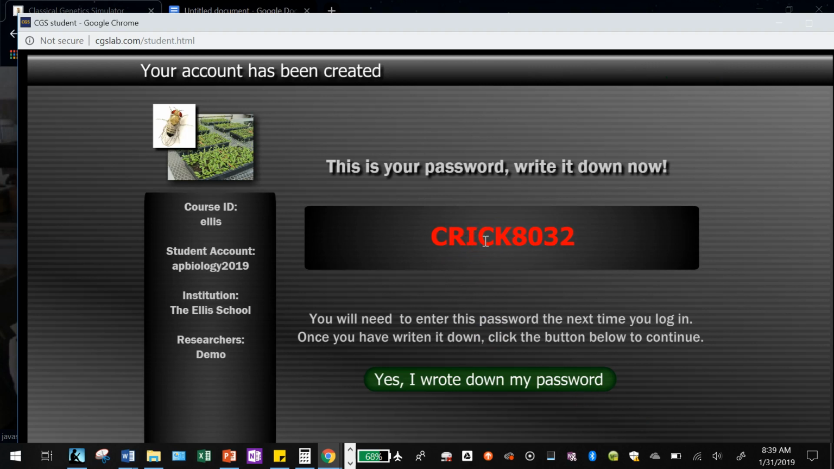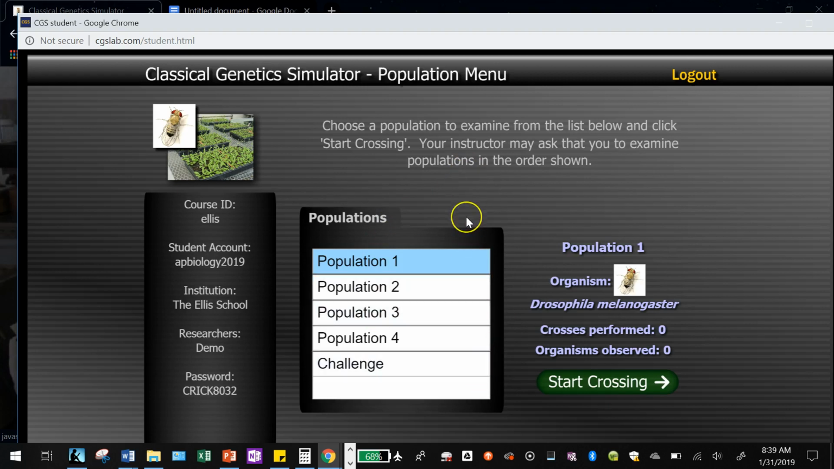It's going to give you a password. You need to record this password because there isn't a way to retrieve it other than to contact me and retrieve it that way. So if you could write that down and then say, yes, I wrote down my password, you will enter into this area right here. There are 4 different populations and a challenge problem. I'm going to show you a couple of things looking at population 1 and 2. Then I'd like you to play with these a little bit before you try your challenge problem.